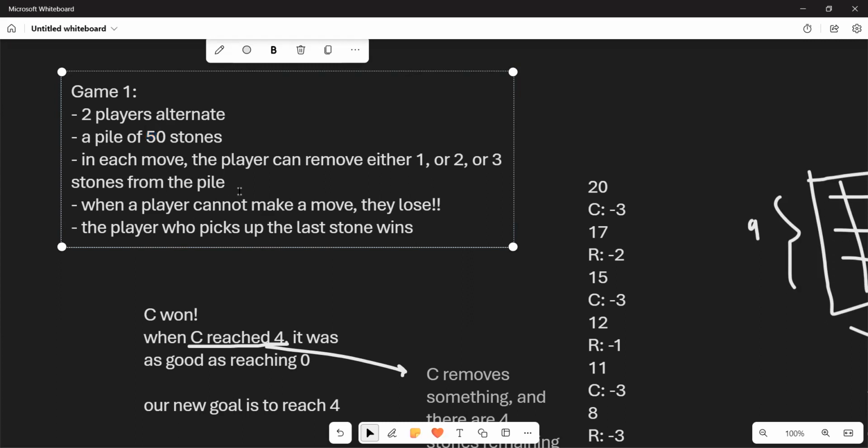Or, maybe if that's easy, what if in each move the player can either remove 1 or 3 or 5? Then what would your strategy be? Or let's say in each move, the player can either remove 2 or 9 or 11.